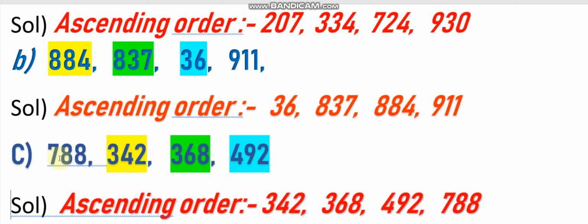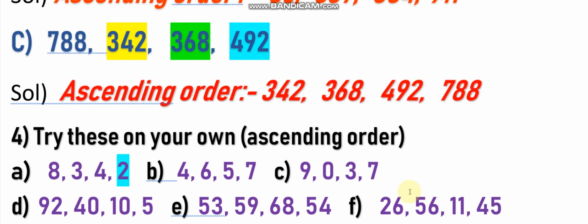Again you check 788, 342, 368, 492. Again you find the smallest digit from the hundreds place. 7, 3, 3, 4. Here 2 digits are the same. Go and check the next place digit. 4, 6. Which is the smallest? 4. So make a round to 342. Write here 342. Again smallest digit 3. Then 368, the smallest number. Make a round to 368, write here. Then the smallest number is 492, right here. Then last number is 788. It is the ascending order, arranging from the smallest to the biggest.